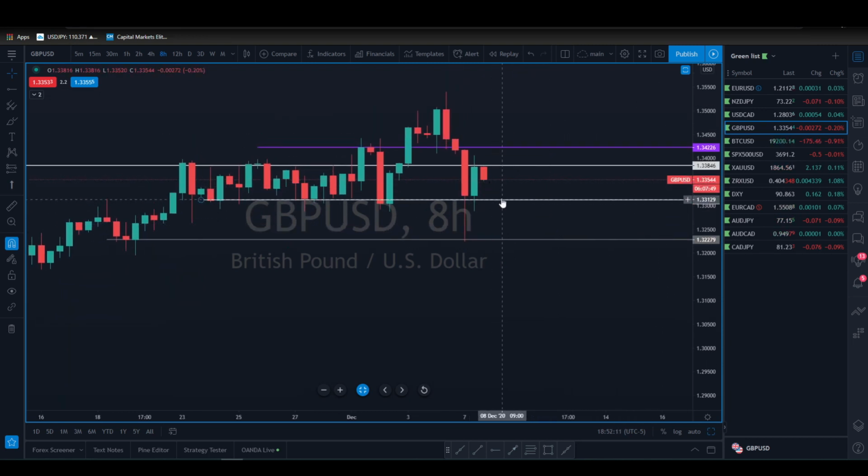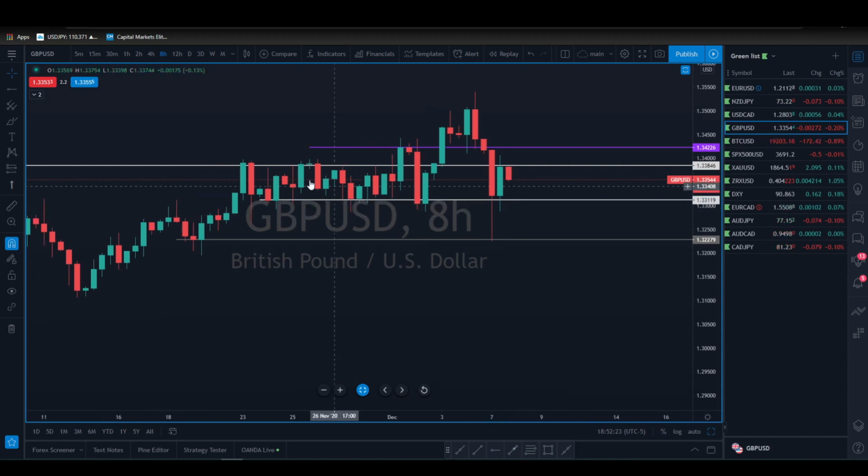We push down into here, I will look for bullish opportunities. The only way I'm no longer bullish on this is if we close below 1.33119. And then I will target 1.32279 and lower, as far down as the 1.318.